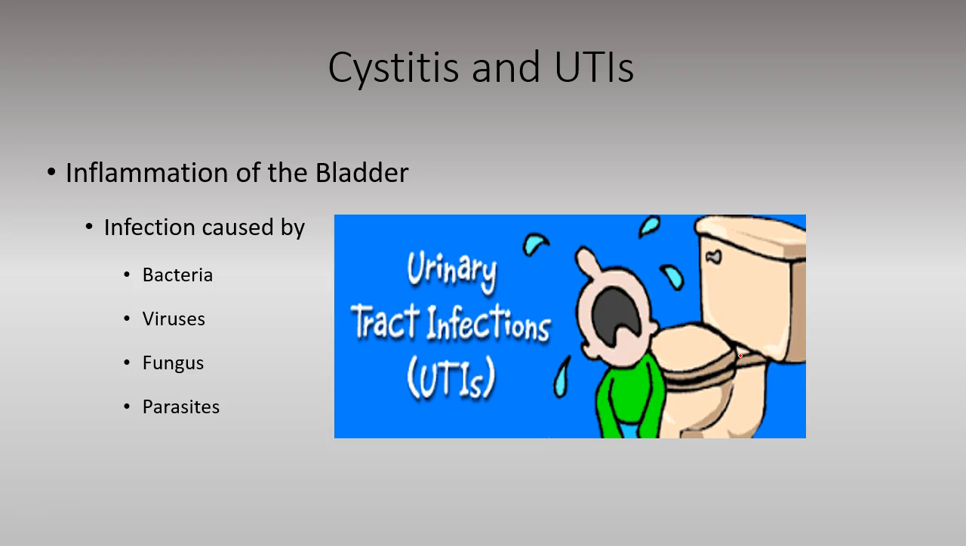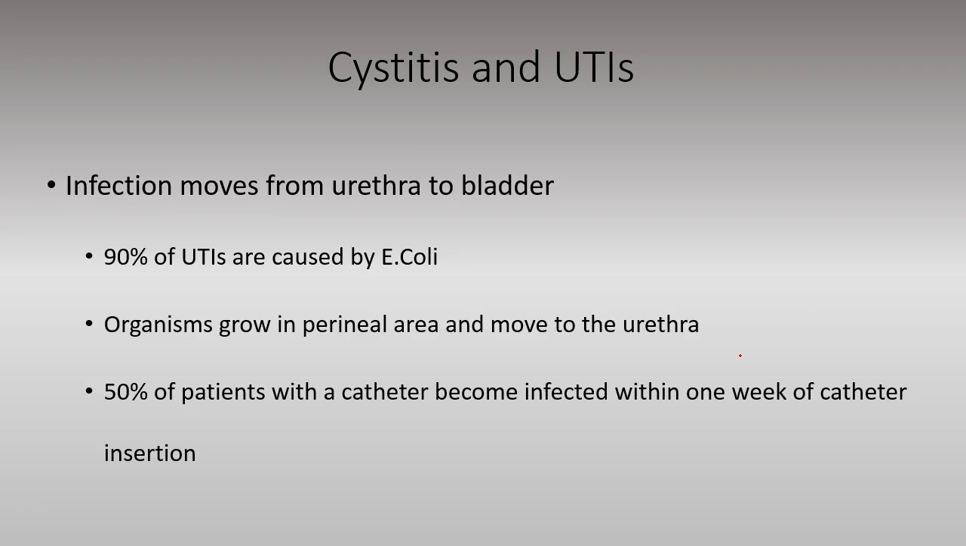All right, so we have cystitis and UTIs. So you have inflammation of the bladder. It's an infection caused by bacteria, viruses, fungus, and parasites. Cystitis and UTIs are infections that move from the urethra to the bladder. 90% of UTIs are caused by E. coli, because again, the distance between the rectum and the urethra is very close, and that's a breeding ground for this. Usually the UTIs are caused by this.